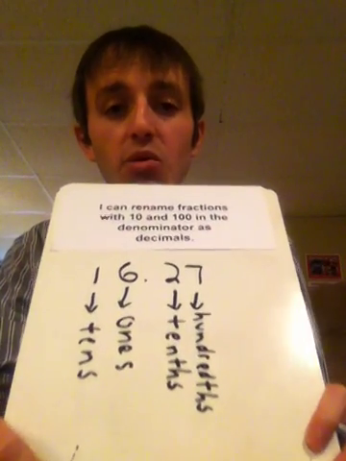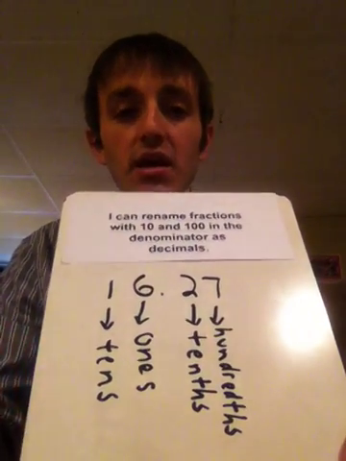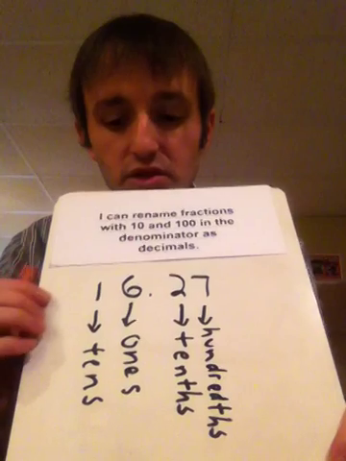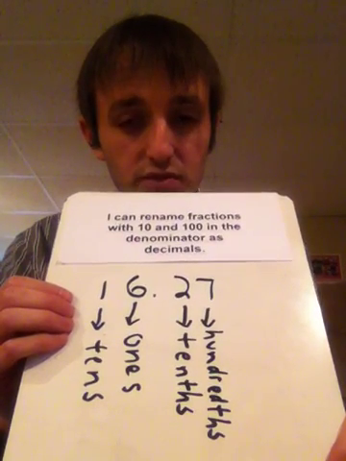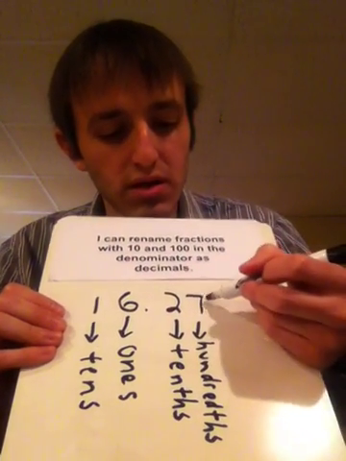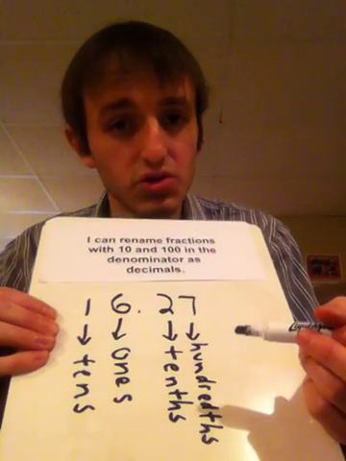Alright? Now, what we're looking at doing today is taking a fraction and turning it into something like this as a decimal. Alright? If you can remember hundredths and tenths, this is going to be extremely easy for you. So let's first take a look at a fraction. Let's see if we can somehow turn it into a decimal.